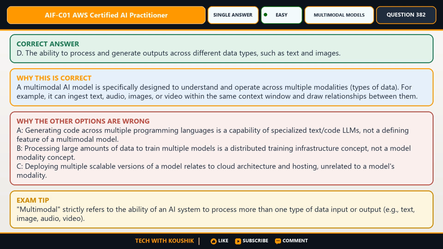Check why each remaining option is not the best fit. A. Generating code across multiple programming languages is a capability of specialized text and code LLMs, not a defining feature of a multimodal model. B. Processing large amounts of data to train multiple models is a distributed training infrastructure concept, not a model modality concept. C. Deploying multiple scalable versions of a model relates to cloud architecture and hosting, unrelated to a model's modality. Use this elimination rule in the exam. Multimodal strictly refers to the ability of an AI system to process more than one type of data input or output, for example, text, image, audio, video.